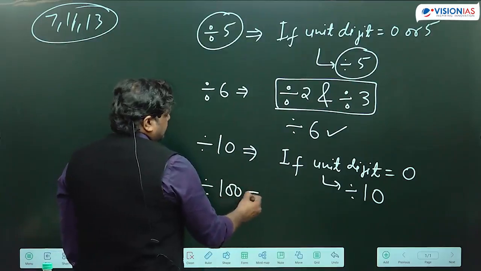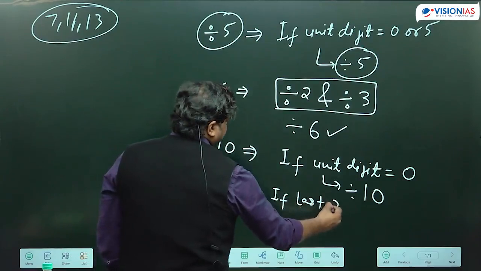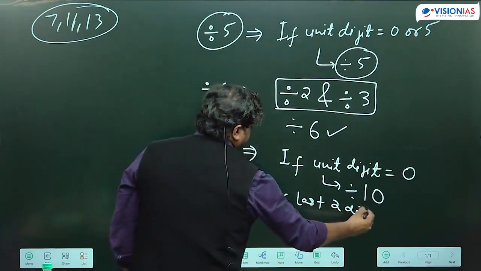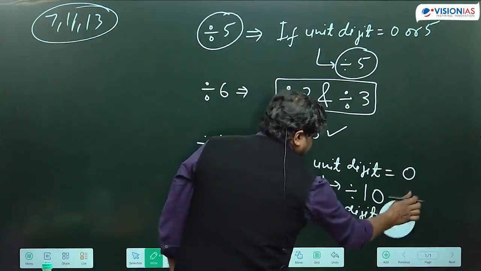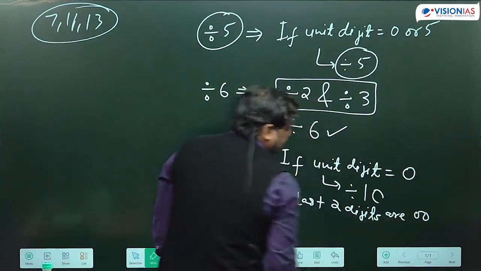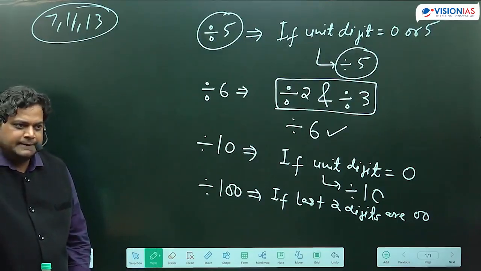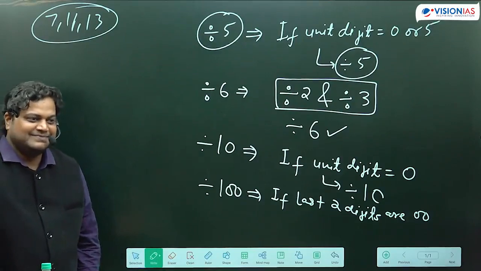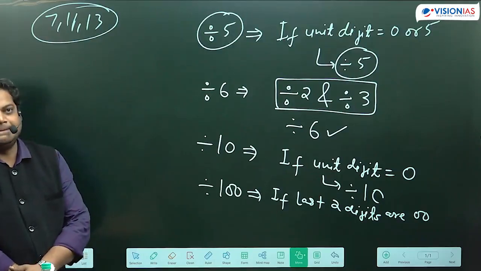Divisibility rule of 100: if the last two digits are 0, then we can say that the number is divisible by 100. These are all simple. Right? Everyone has written it down.